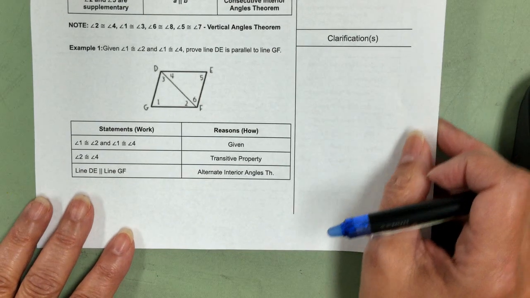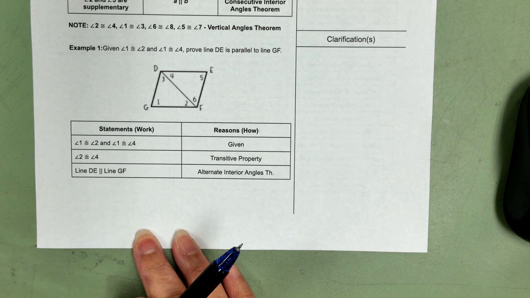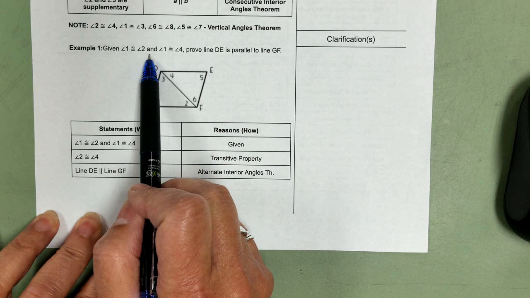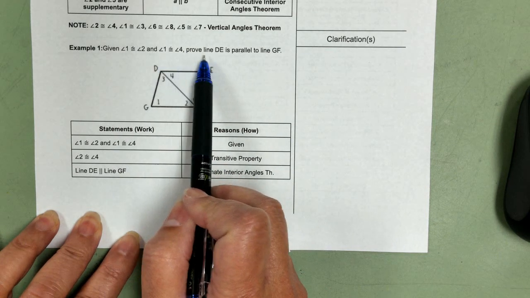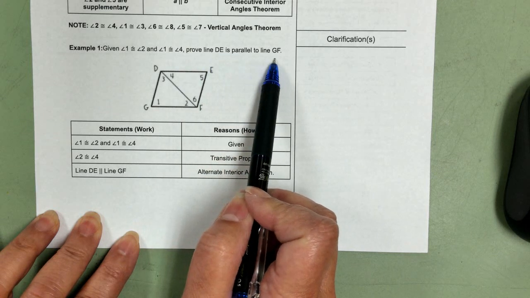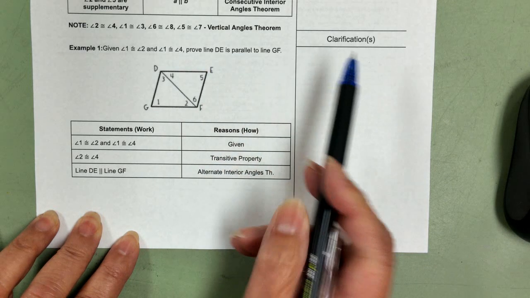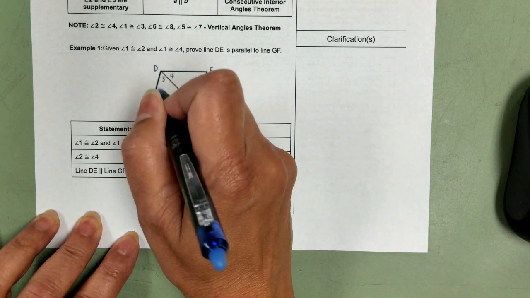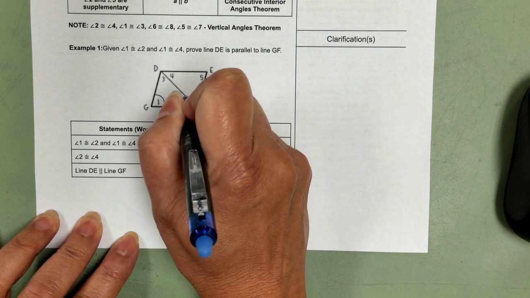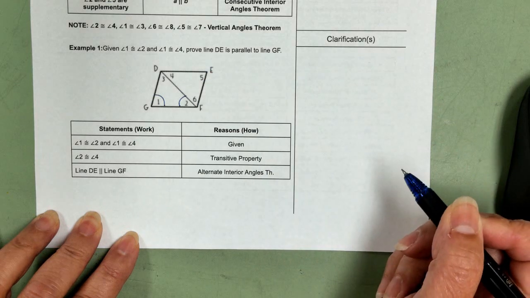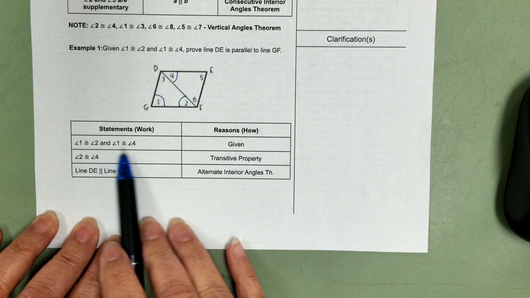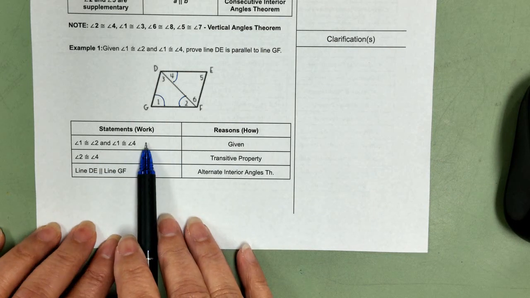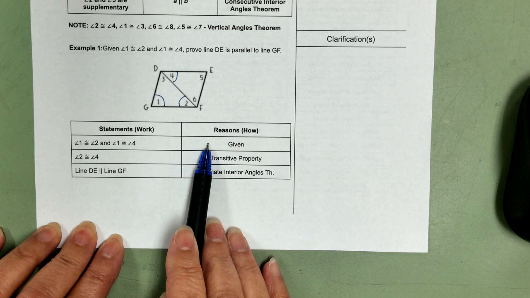You'll notice that this proof is completely filled out, and so I'm just going to walk you through it. So we are given that angle 1 is congruent to angle 2, angle 1 is congruent to angle 4, and we want to prove line DE is parallel to line GF. So the first thing I'm going to do is mark my diagram. 1 is congruent to 2, and 1 is congruent to 4. So as always, what you're given is the first thing you put under statements, and your reason is given.